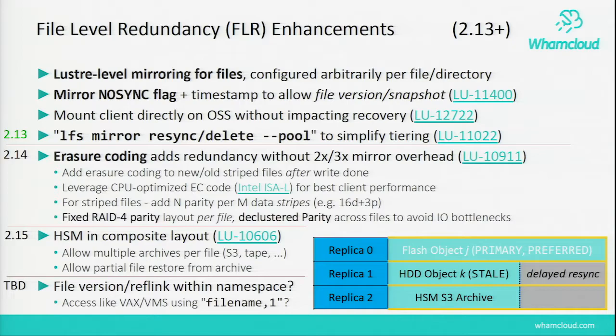And then we're also starting the design on a reflink feature, a Lustre level reflink, which allows you to have copy on write semantics for individual files. And that could potentially allow you to have file versioning on individual files, similar to what VAX VMS had.